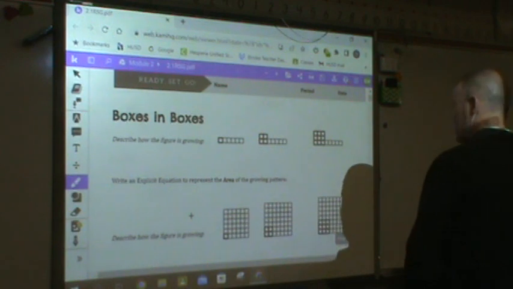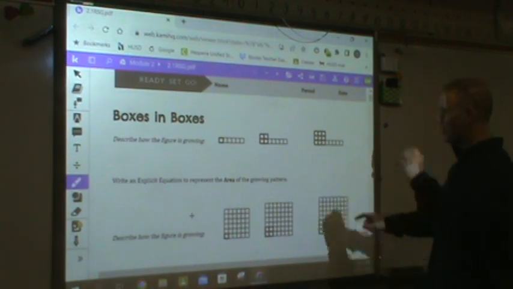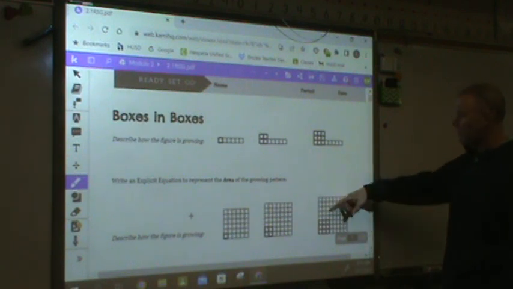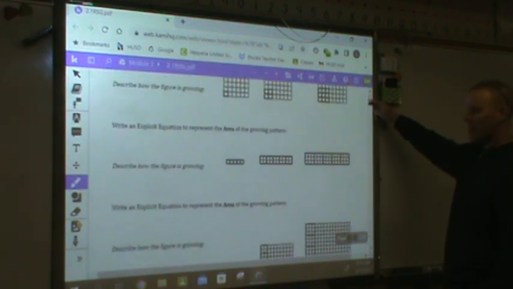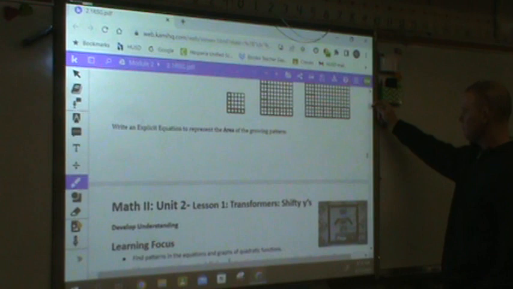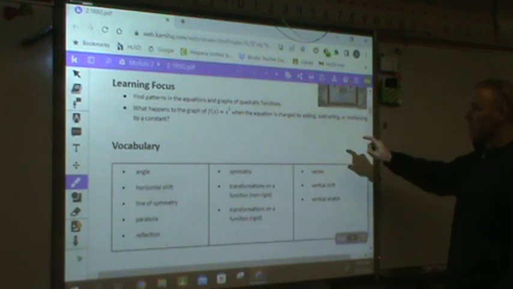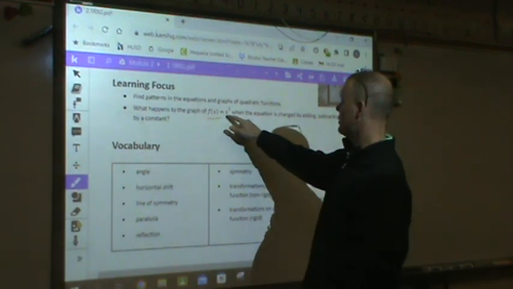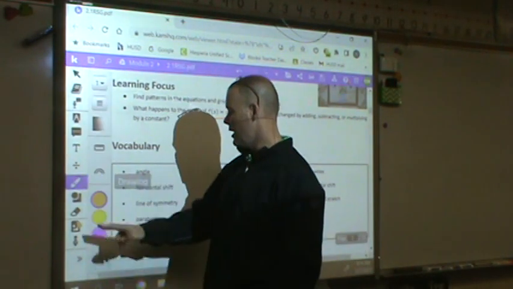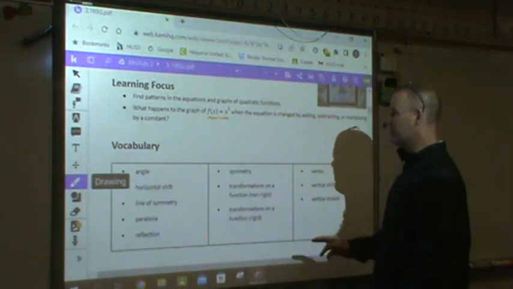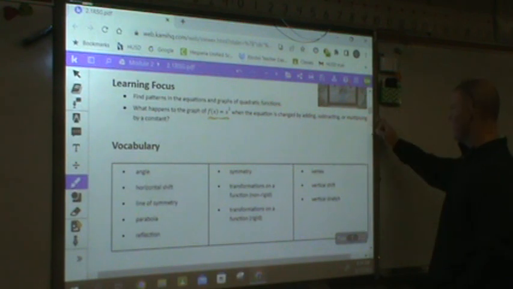If you weren't in class the other day, we did page 3 here as a warm-up. We went back and revisited the patterns. I'm not going to talk about that in this video. I'm going to go straight to the lesson, and in the lesson we're going to talk about what happens to the graph of y equals x squared, or f of x equals x squared, when we do certain things.